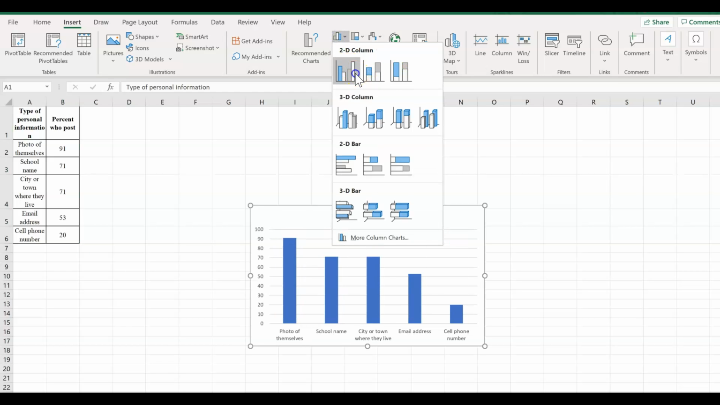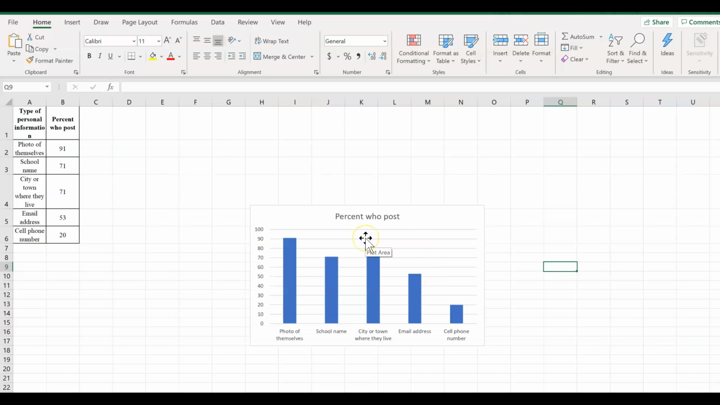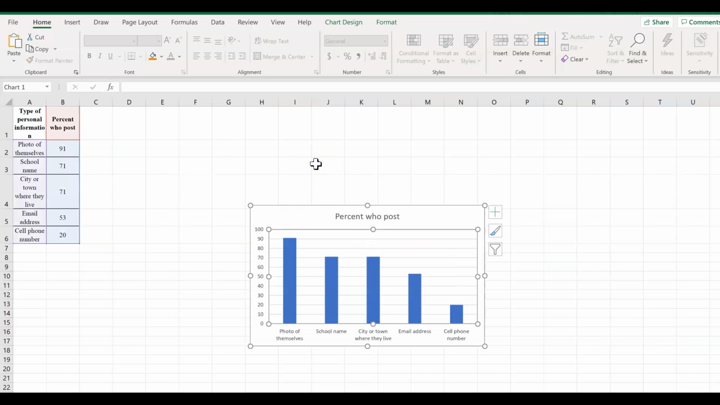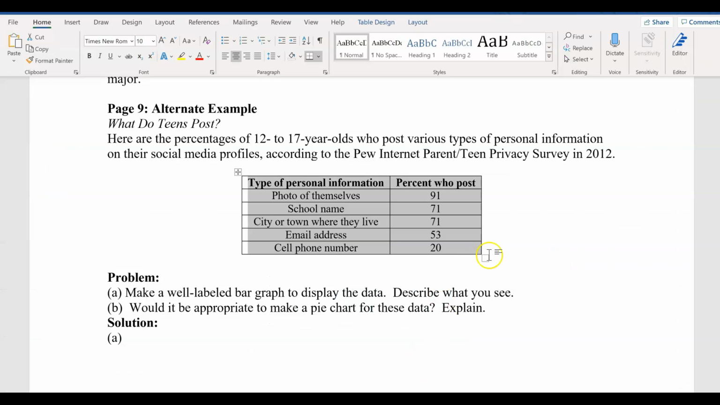Do I want a segmented one? I'll just take the basic bar graph. And Excel makes that for me very nicely and neatly, and I can copy and paste this very easily into a Word document if that were something I needed to do, if I was working on something like that. So that's a pretty well labeled bar graph. And would it be appropriate to make a pie chart for these data?